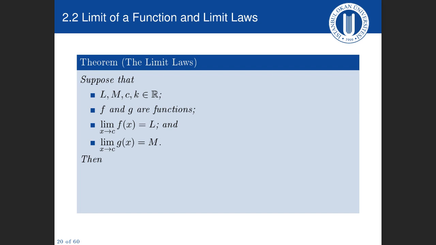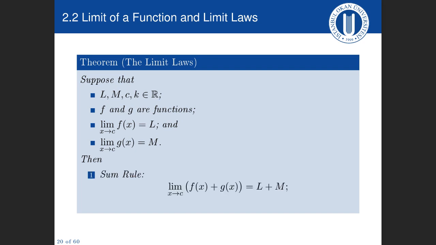My next idea is the limit laws. First of all, let's suppose that L, M, c and k are numbers. Let's suppose that f and g are functions. Let's suppose that the limit of f of x as x tends to c exists and it's equal to capital L, and suppose that the limit as x tends to c of g of x exists and is equal to M. There we have some rules for these limits.